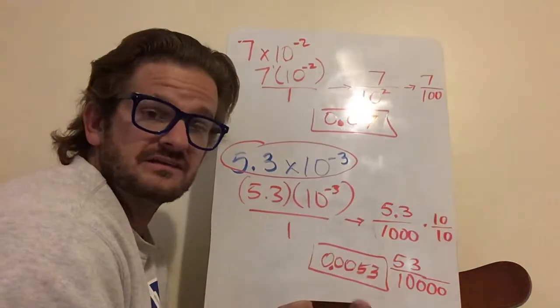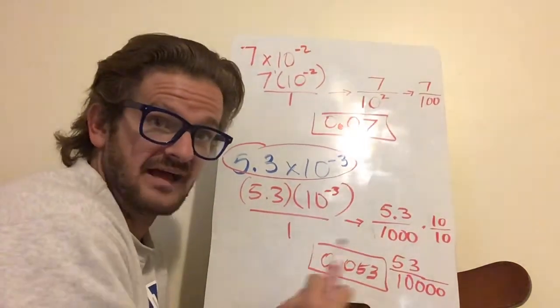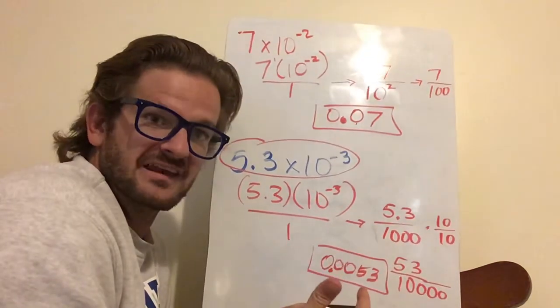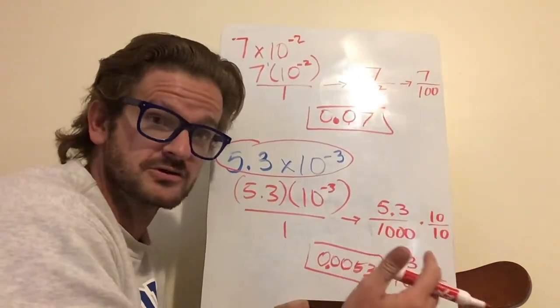So scientific notation communicates the exact same value. It just is written in a different way. And sometimes it's more helpful than others, especially if the number is very large or very small.